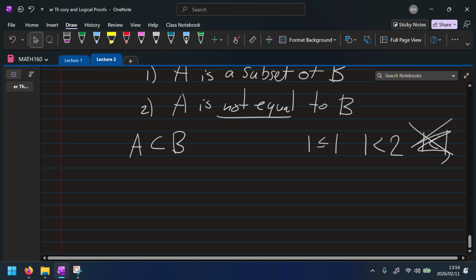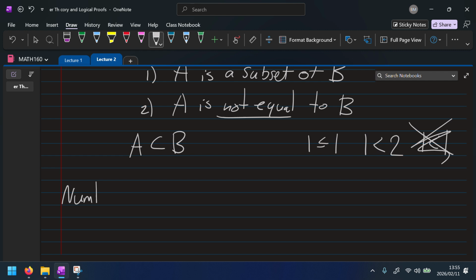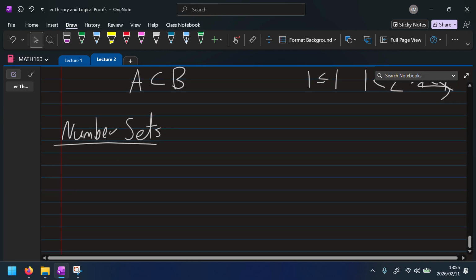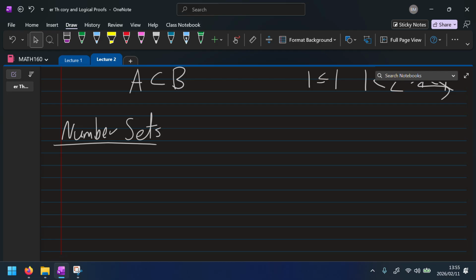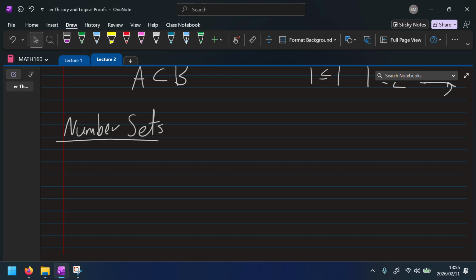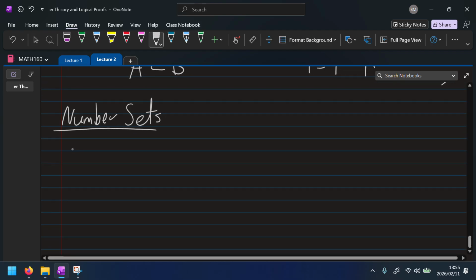Okay, next, number sets. These will be the first major sets that we're going to look at. We're not interested in the sets of cars or anything like that, or sets of fruits. That's all gone now. We're going to be looking at number sets, specifically the sets of real numbers, so that eventually we can work towards calculus. But before we get to that, just a quick revision on the number sets.